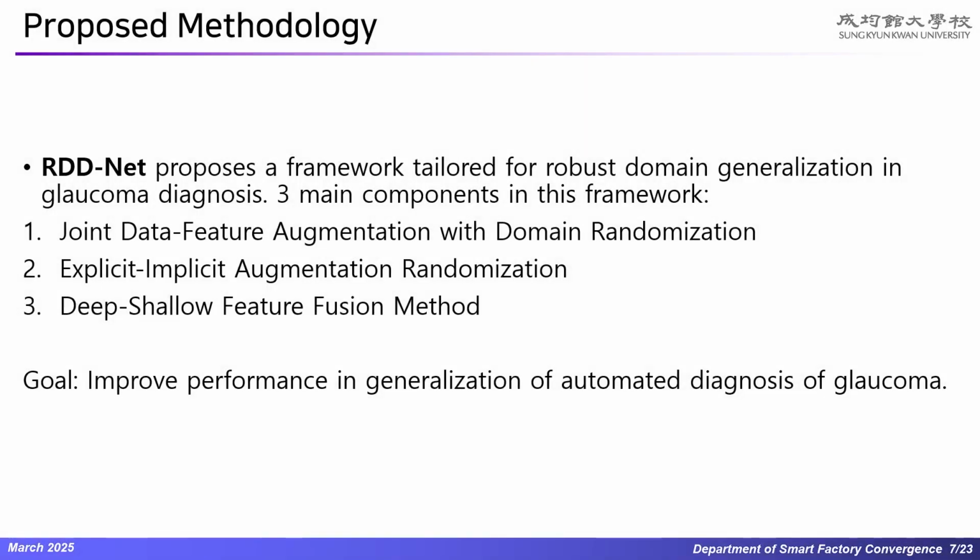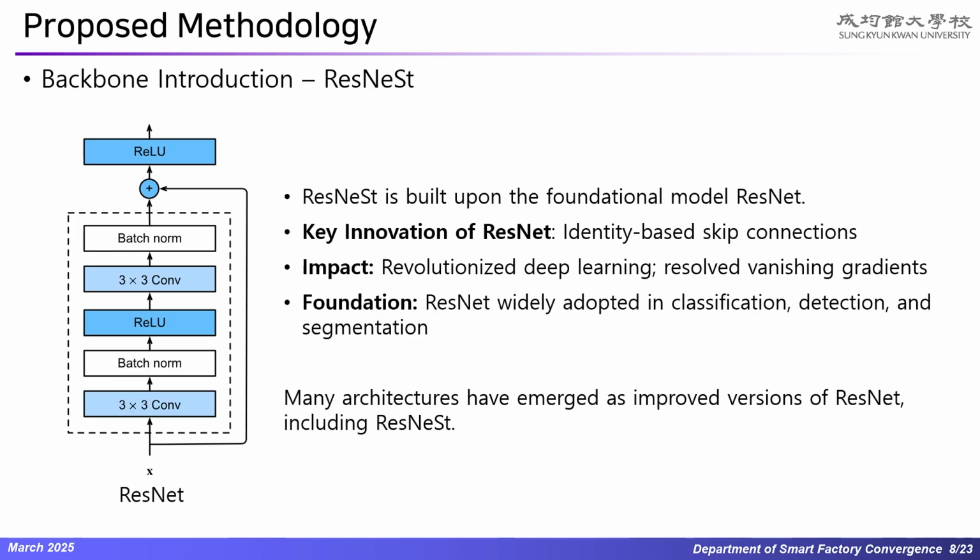The paper proposes a framework called RDD-Net, which is built solely for robust domain generalization in glaucoma diagnosis. The three components in this framework are joint data feature augmentation with domain randomization, explicit-implicit augmentation randomization, and the deep shallow feature fusion method. And so we'll take a detailed look into these three components in the following slides.